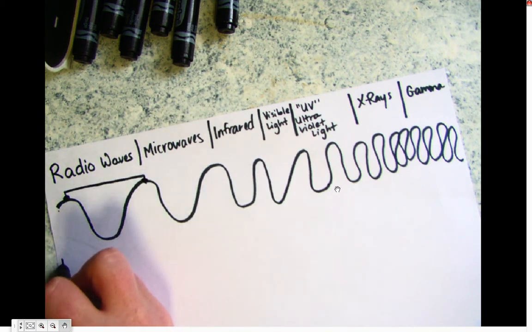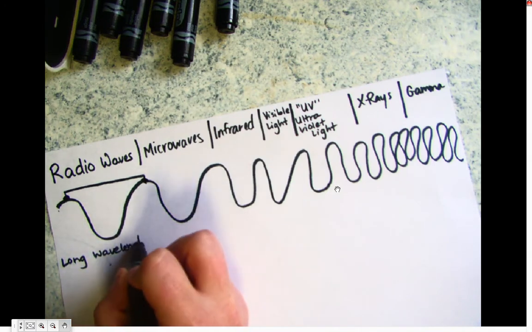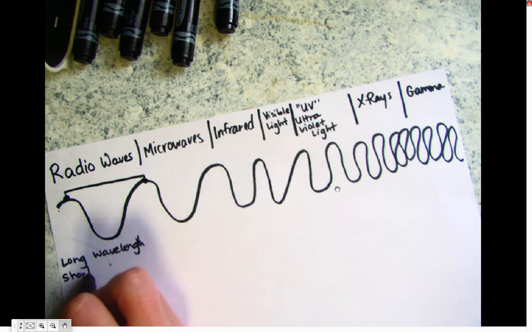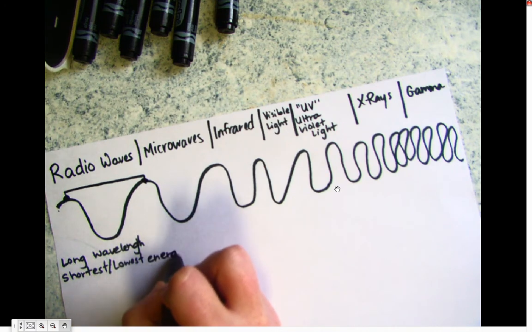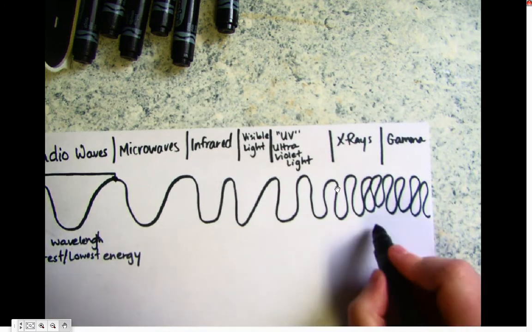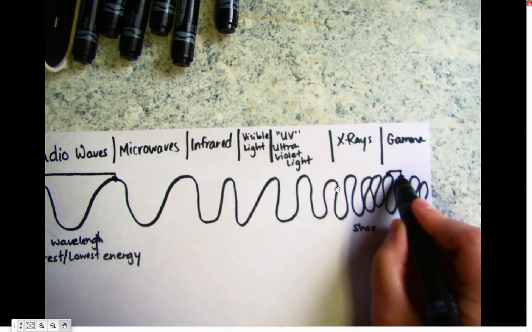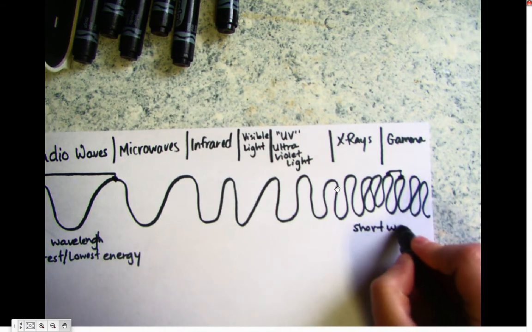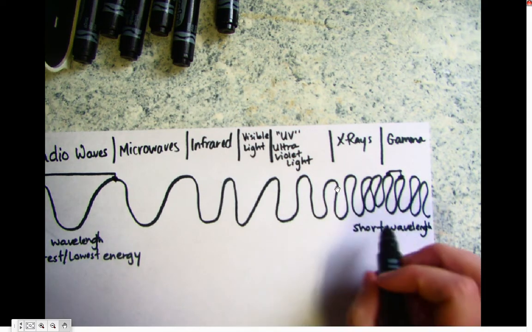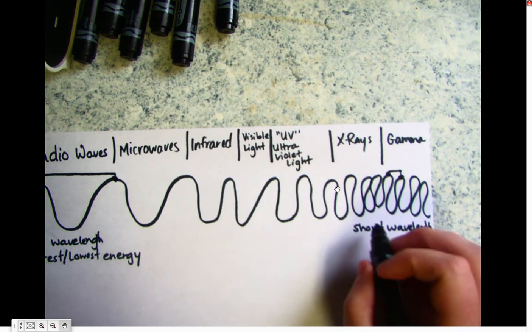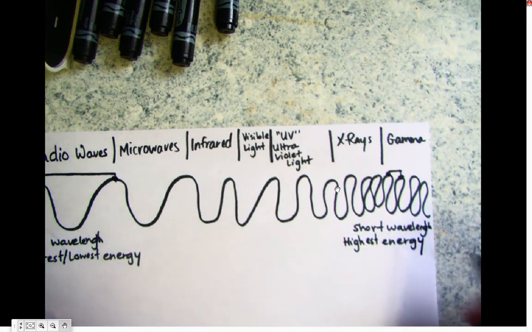So eventually you're going to know that we have wavelength from here to here, crest to crest. All right? So long wavelength and lowest energy is here. I should have put lowest energy. And then right here, I've got a really short wavelength. You can see from crest to crest. So short wavelength. And as they move closer together, the quicker they move, the more energy they have. So you've got highest energy down here.